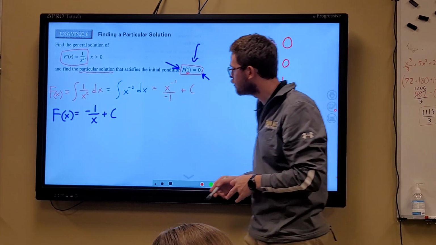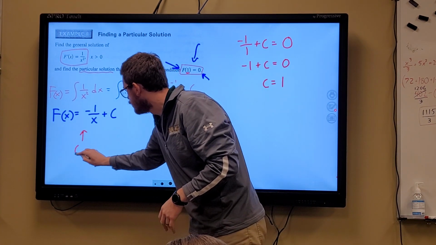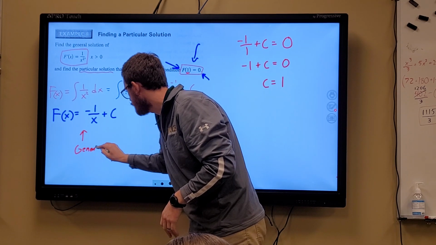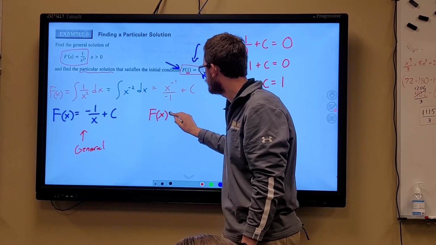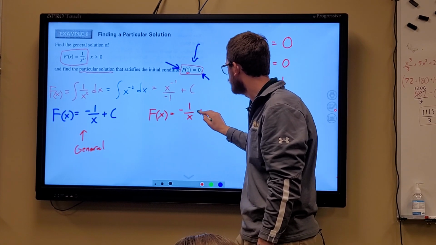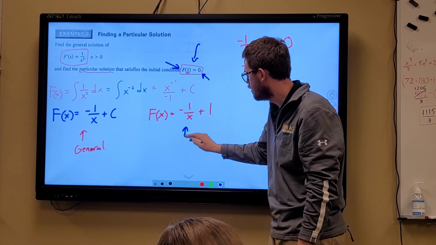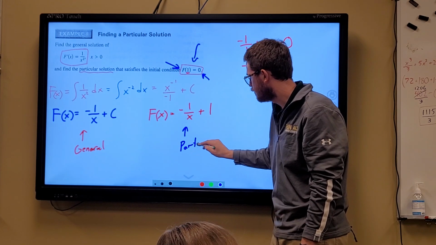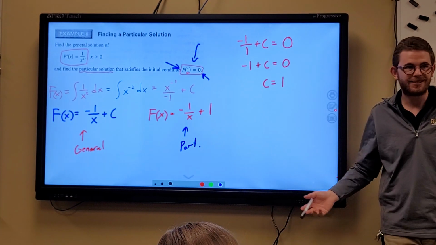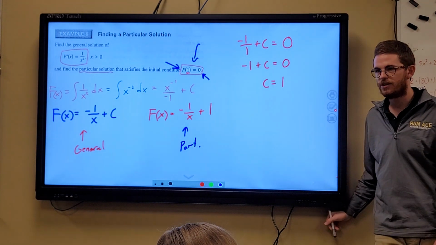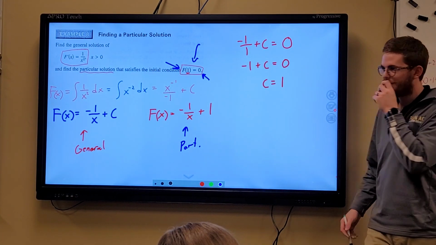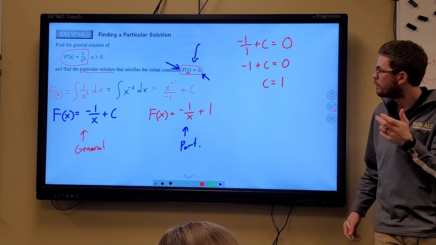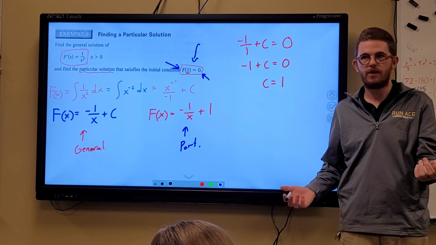So our particular solution, again, there was the general solution. Our particular solution is capital F of x equals negative 1 over x plus 1. That is our particular solution. And that's it. Find a particular solution. Thoughts about that?